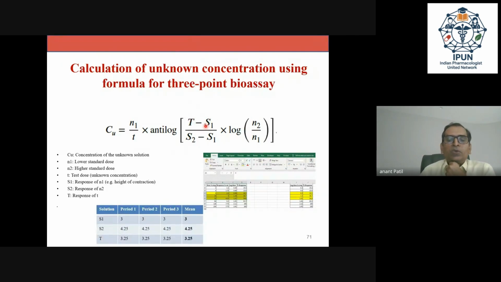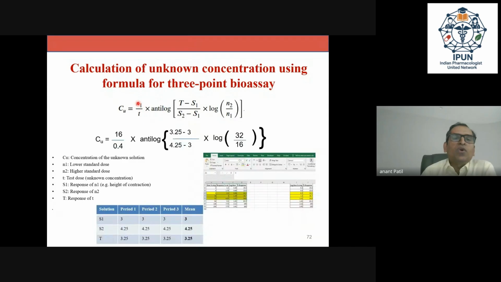Let's do this calculation. T minus S1: 3.25 minus 3 will be 0.25, divided by 4.25 minus 3, which is 1.25. Then put these values into the numbers. N1 is the smaller concentration of the known standard, which is 16. T is the response shown by the test solution, at 0.4 ml. Antilog of 3.25, which has come from here, minus S1, which is 3, divided by S2 minus S1, 4.25 minus 3, into log of 32 divided by 16. So 32 divided by 16 becomes 2, log of 2. Here it would be 0.25 divided by 1.25.